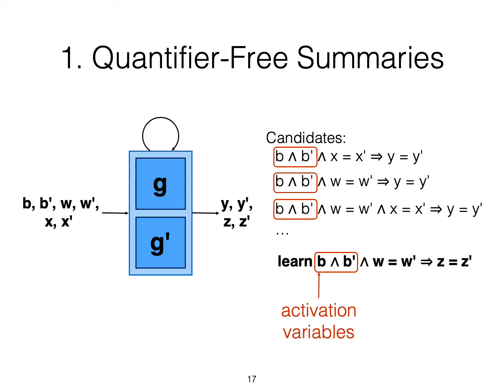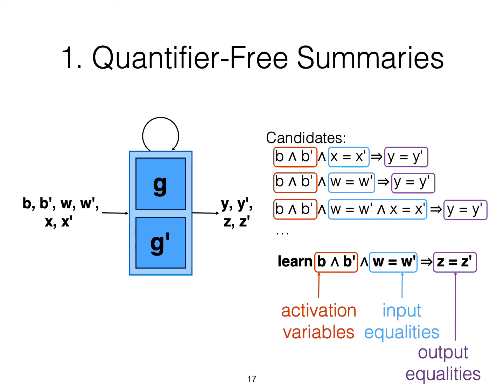The second part of the guesses are the input equalities. These consist of a conjunction of a set of equalities between the primed and unprimed versions of the same input variable. The final part of the guesses is the output equalities on the right-hand side of the implication, and this consists of a single equality between the primed and unprimed version of one of the output variables.